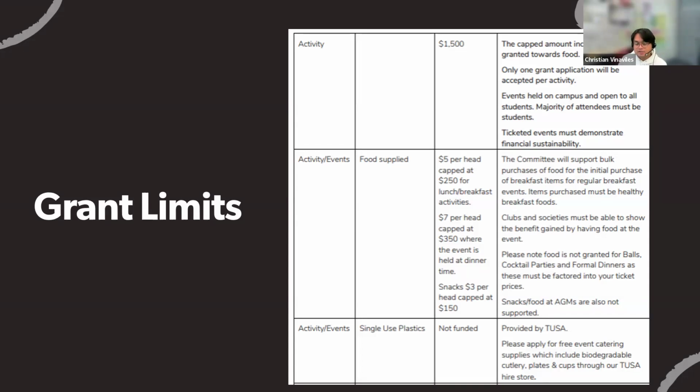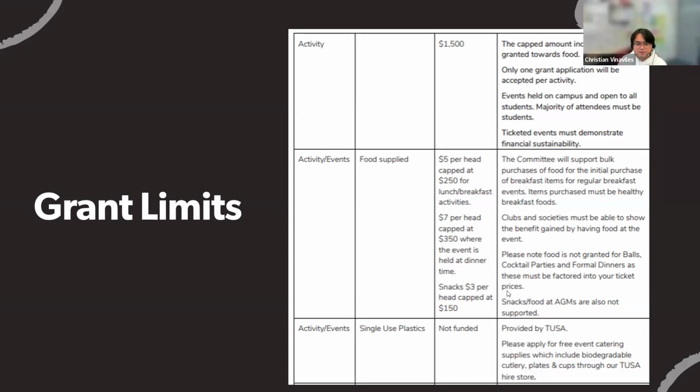For food, so I believe, Ingrid, this has already increased. Is that right? By how much? Those caps there are right. So $5 per head for breakfast and lunch activities, and $7 a head for mealtime, like dinner time events, and $3 for snacks per head, capped at 150. So they're the correct limits now.